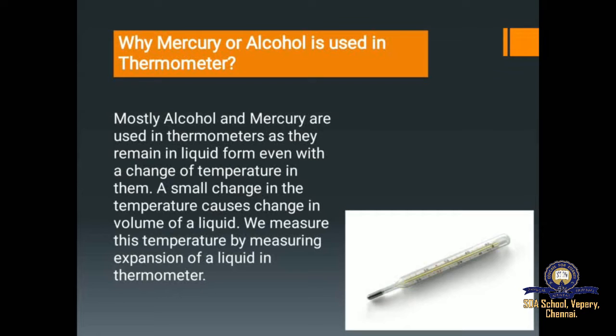We all know, when a thermometer is kept for a person having fever, the mercury in the thermometer expands, right? This is because in a thermometer, when the liquid, that is the mercury or alcohol, gets heated, it expands, and when it is cooled down, it contracts. So this is used to measure the temperature using the thermometer.